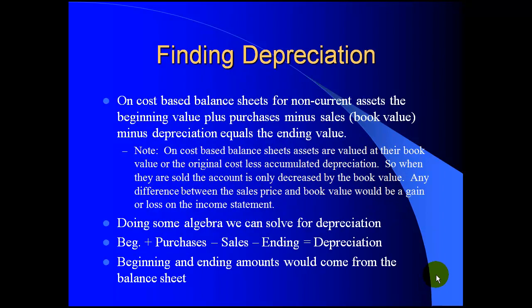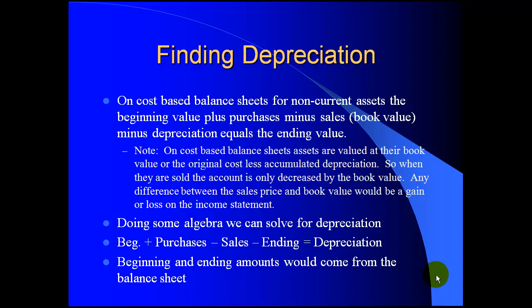On the cost-based balance sheets for non-current assets, the beginning value plus the purchases minus the sales, the book value of those sales, minus depreciation equals the ending value. On cost-based balance sheets, assets are valued at their book value, or the original cost less accumulated depreciation. So when they're sold, the account is only decreased by the book value. Any difference between the sales price and the book value would be a gain or loss on the income statement.